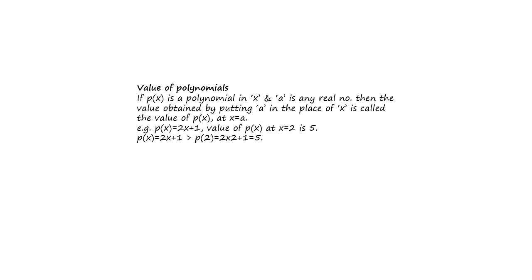P(x) at x equals 2 is also written as p of 2. In the place of x, we are putting the value of 2. We are putting 2 into 2x, 4 plus 1, 5. Like this, for p(x) equals x square minus x plus 1, the value of p(x) at x equals 1 is 1. Putting the value of x as 1, we are getting 1 square minus 1 plus 1. So ultimately we are getting 1.